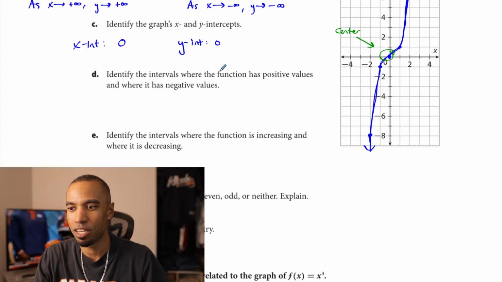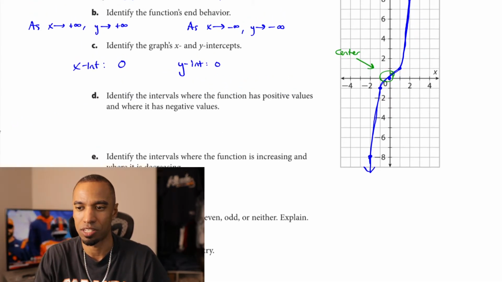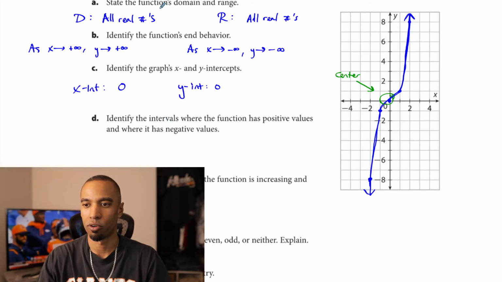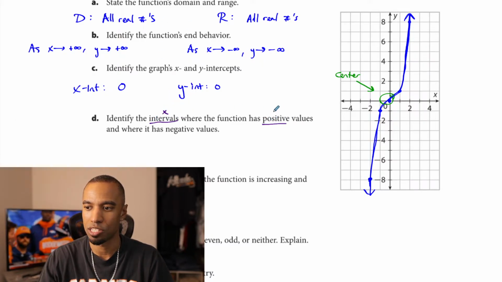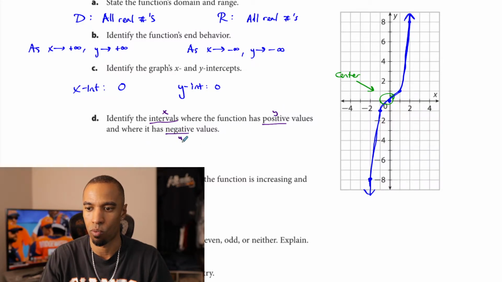All right, identify the intervals where the function has positive values and where it has negative values. When they're talking about intervals, they mean what values of x do we have positive y's and negative y's.